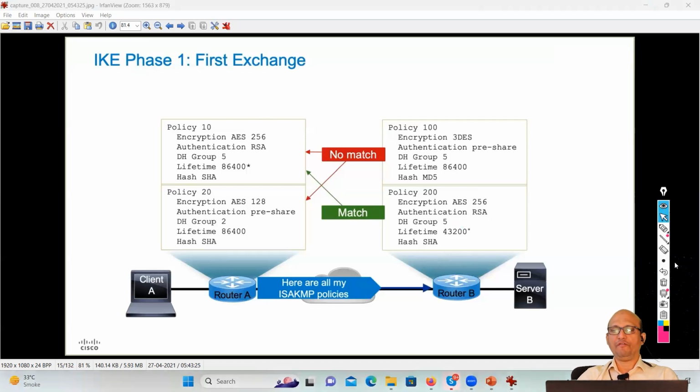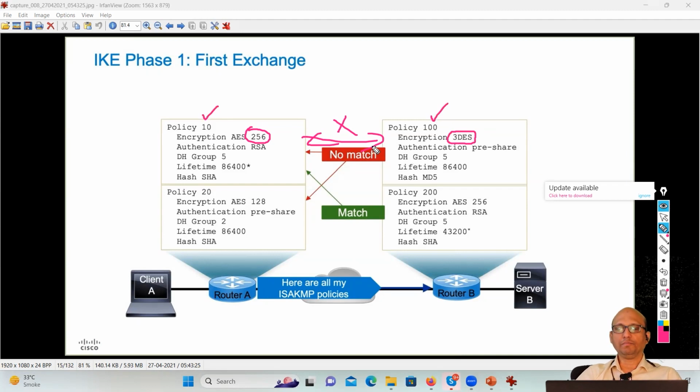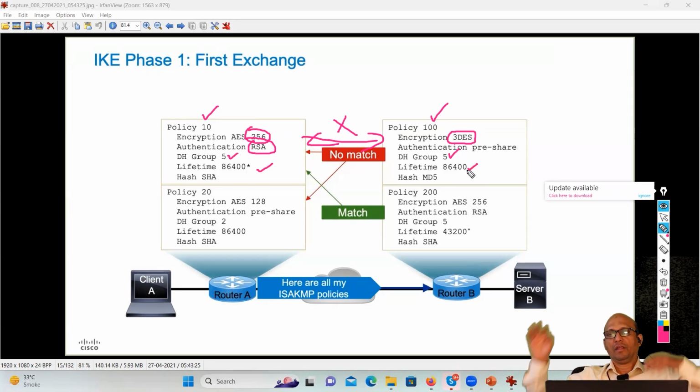So before going to Diffie-Hellman, I want to tell you that, you see, this is not matching. Why? Because encryption is not matching. This can be anything, so no problem. But the encryption algorithm is not matching. Authentication is not matching. Diffie-Hellman is matching. Lifetime is matching, so it's okay. But remember, you don't need to match lifetime. You can keep anything here, you can keep anything there. Not a big deal. Default lifetime is 86,400 seconds.